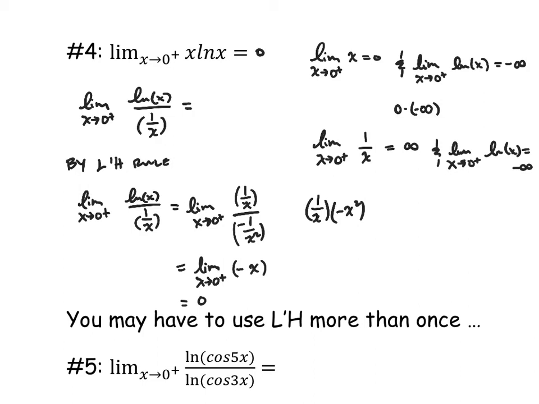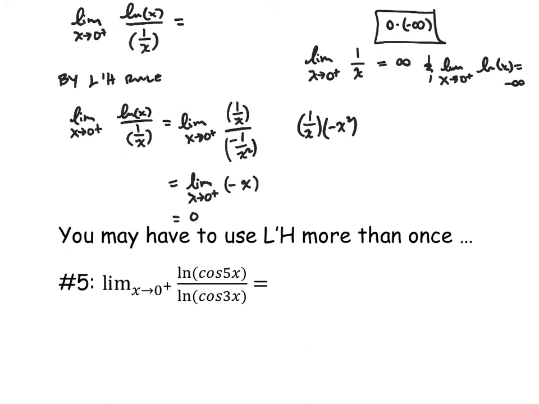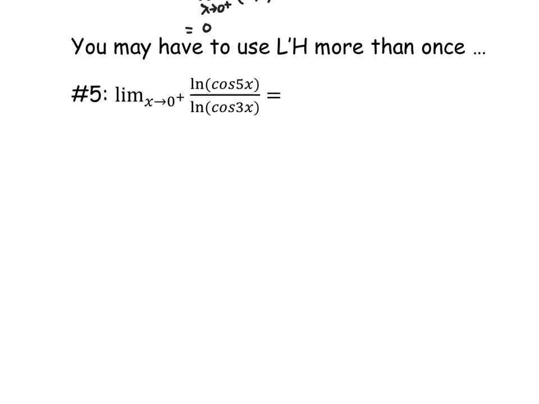That's not always true of those forms. This form could actually equal 1. It could equal something else. It depends on the functions. Okay, let's look at an example where we have to use L'Hopital's rule more than once.